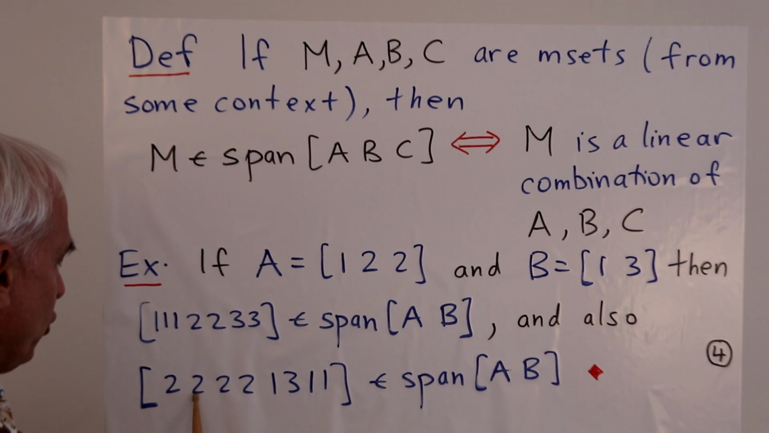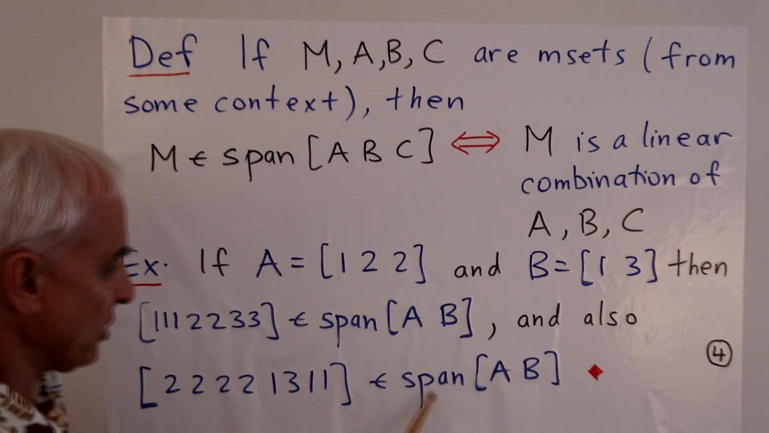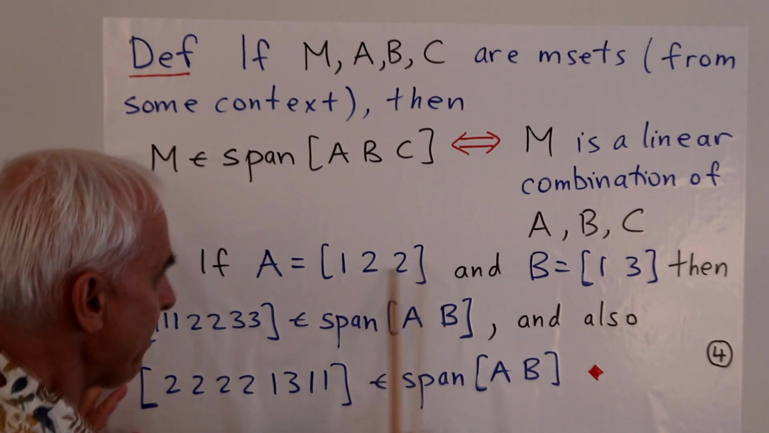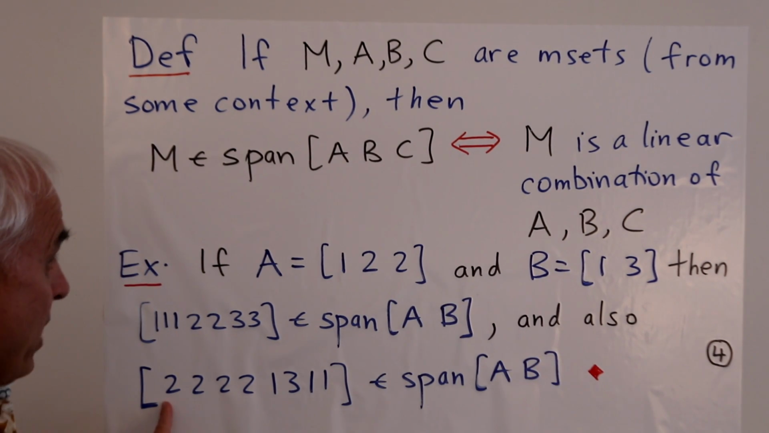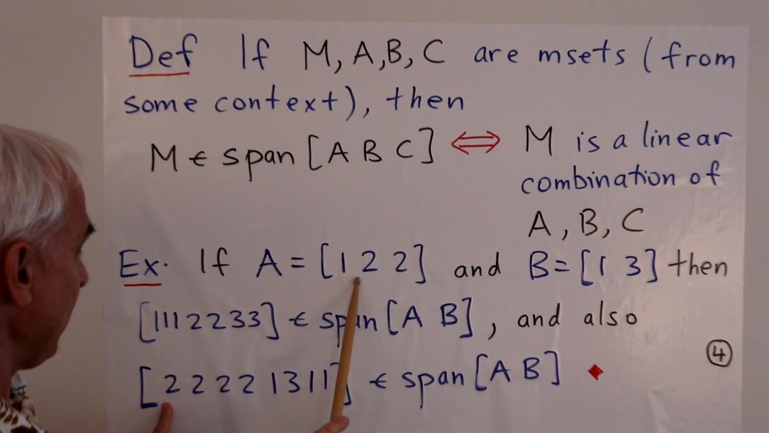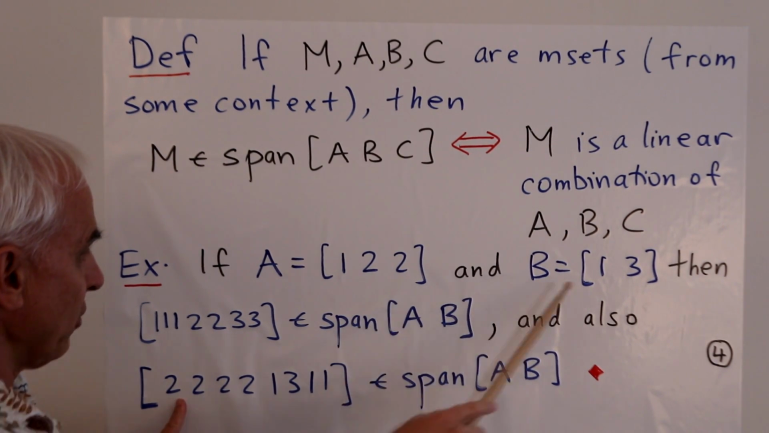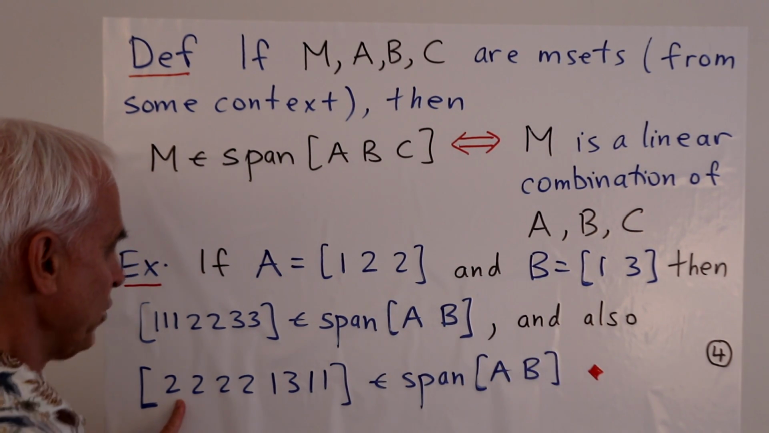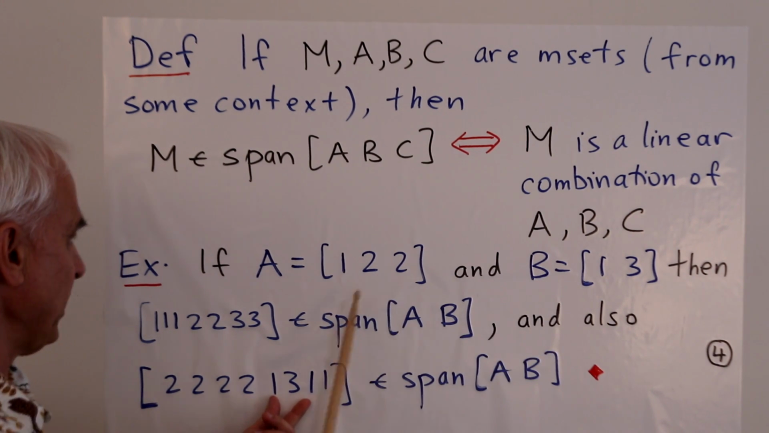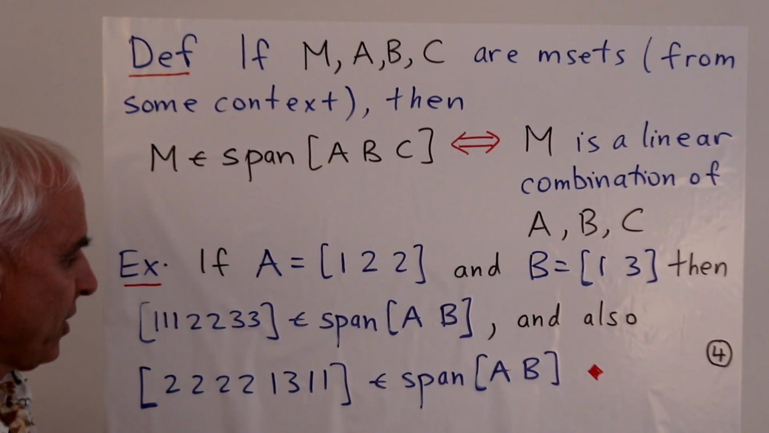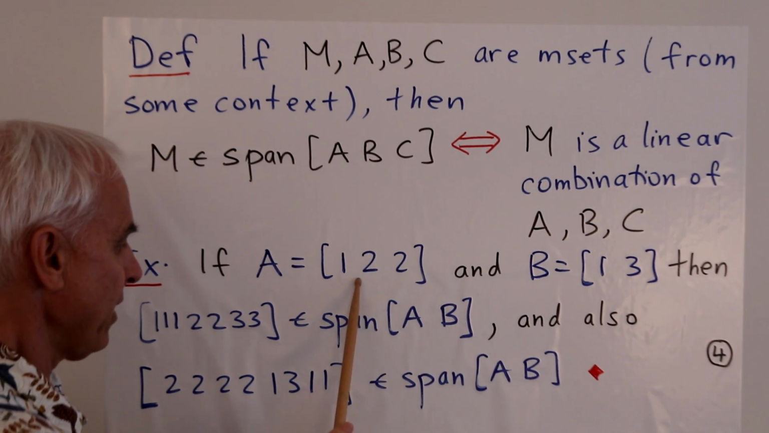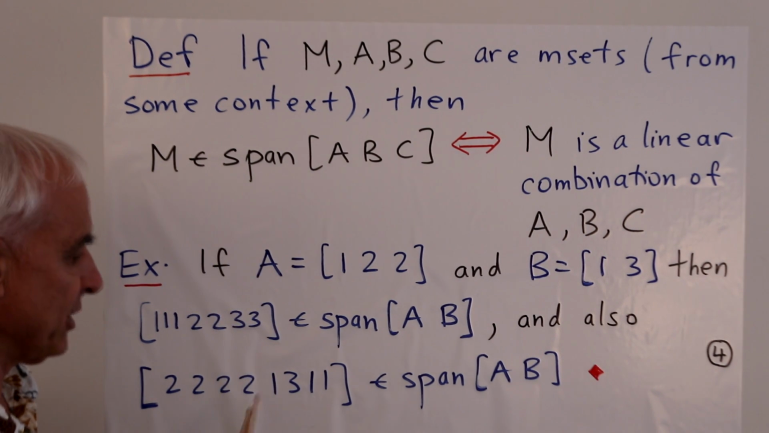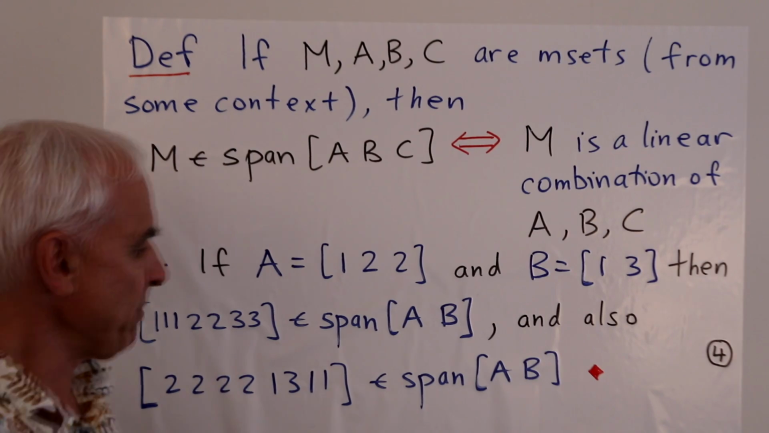And this one here, 2, 2, 2, 2, 1, 3, 1, 1, is also in the span of A and B. Let's see if we can check that. How are we going to write this as a combination of these two? Well, I guess we're going to need two of these because we have 4 2's here and 2 2's here and no 2's here. So we'll take 2 of these and one of those. That'll generate the 1, 3 there, and 2 of these gives us 4 2's and 2 1's. So this thing here is 2A plus B. This one was A plus 2B. This is 2A plus B. Both of them are in the span of A and B.